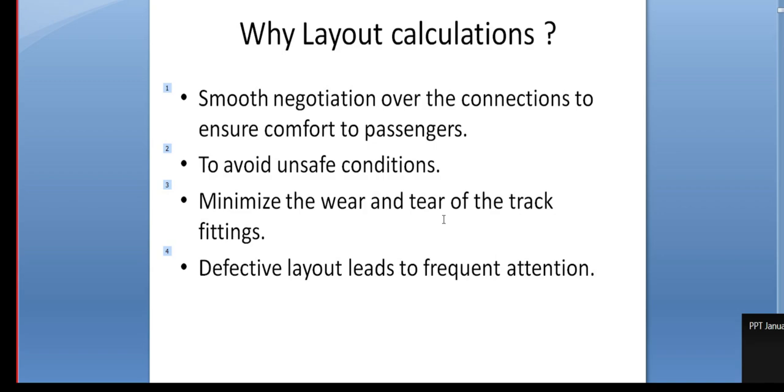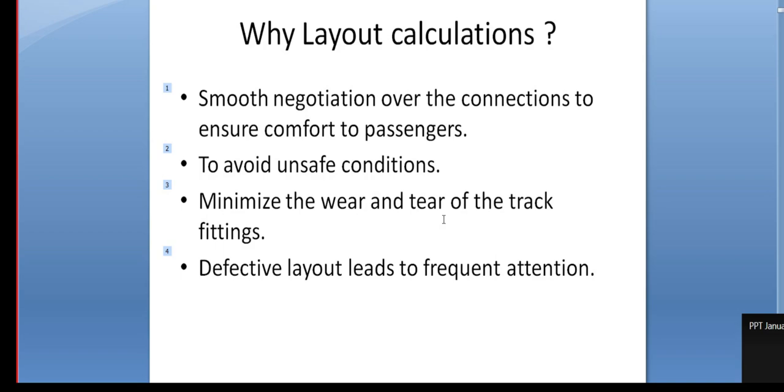Okay, why the layout calculations? In which situation, we already discussed. Why is the layout calculation needed? Many of you who are in the field may be knowing. If the layout is not properly done, we will have a lot of problems. The smooth negotiation will not be there. There will be jerk, jolting, everything will be experienced by the passengers. So for smooth negotiation over the connection, to ensure safe comfort to the passengers.